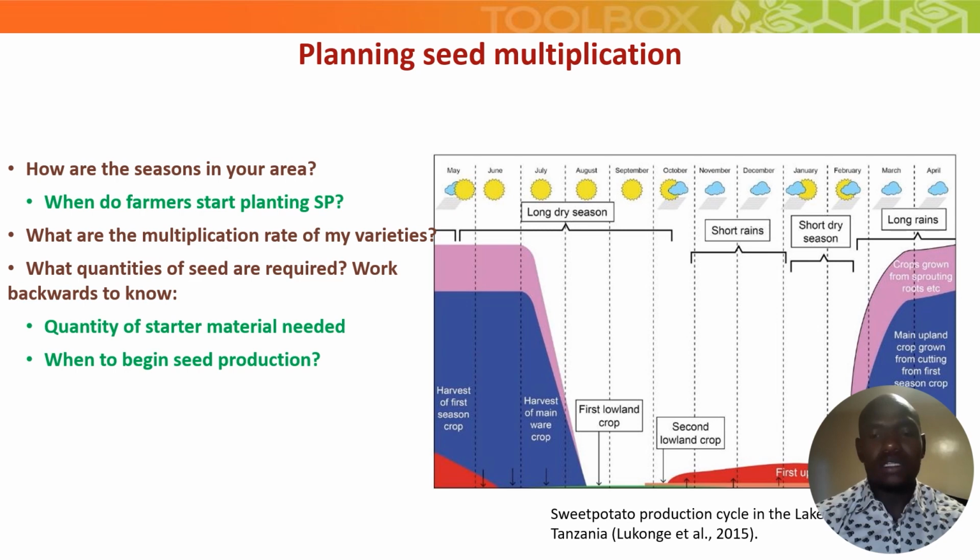Understanding the seasons is important because it helps you know the timing when seed is required. So for instance, if farmers will start planting in September, then it means you will begin multiplying your seed 4 months earlier. That is around May, or if late, about June.